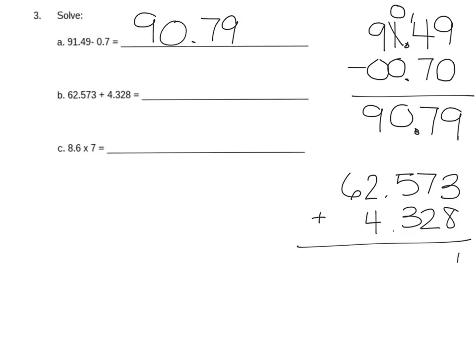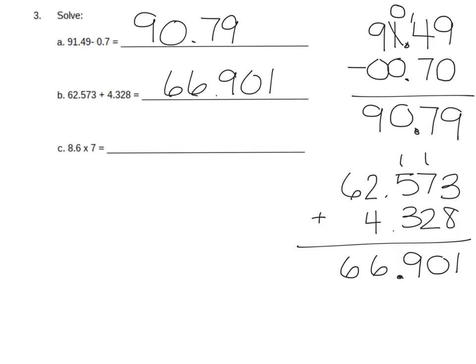8 plus 3 is 11. 7 plus 2 is 9, plus 1 is 10. 5 plus 3 is 8, plus 1 is 9. Decimal comes straight down into my sum. 4 plus 2 is 6, and 6 plus 0 is 6. So 62 and 573 thousandths plus 4 and 328 thousandths is 66 and 901 thousandths.